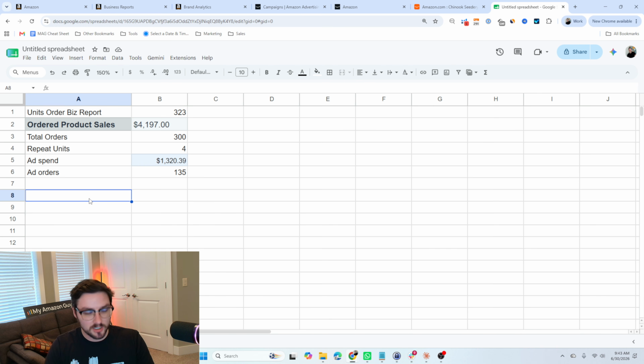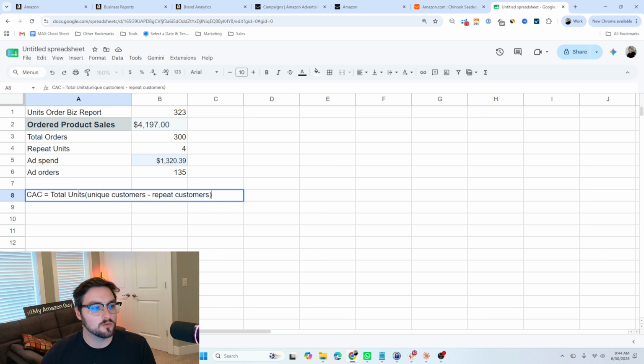So when we're looking at customer acquisition cost, a couple of things to understand. Your customer acquisition cost actually equals out to being your total units. So you're looking at your actual total units first and foremost. From your total units, you are then going to be looking at the unique customers. So that's the big aspect here. So we're actually looking at unique customers minus repeat customers. This is important.